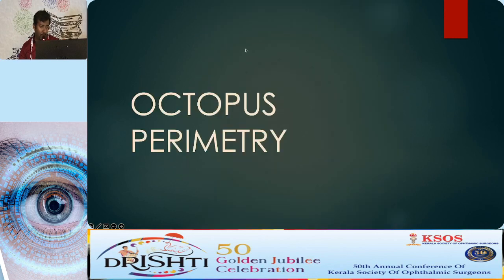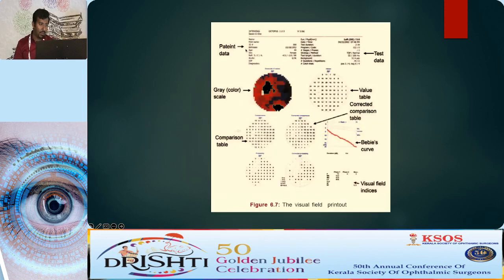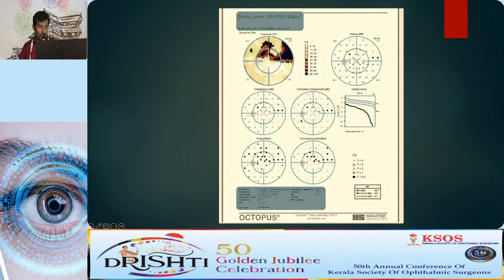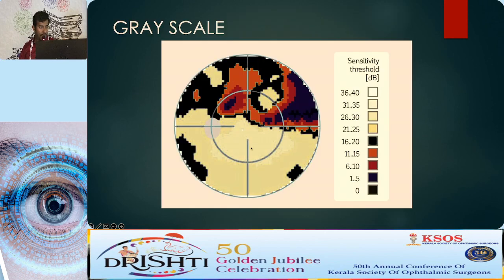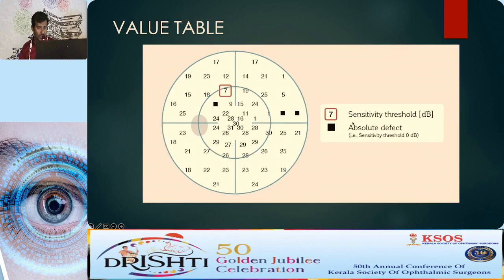Yeah, Octopus perimetry is another perimetry. Zeiss had the upper hand, so Octopus is not very commonly used, but this is what an Octopus perimetry looks like. And it's very similar. This gives us a grayscale map, which is not a grayscale, which is a color map in Octopus. And here the numbers give you the sensitivity threshold.